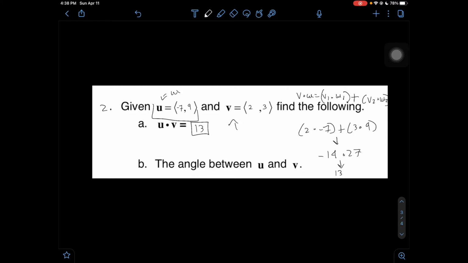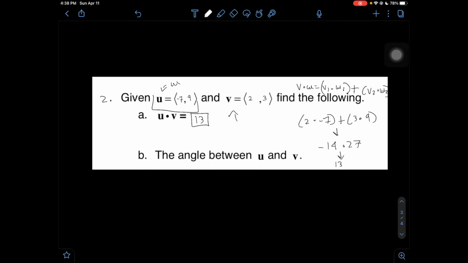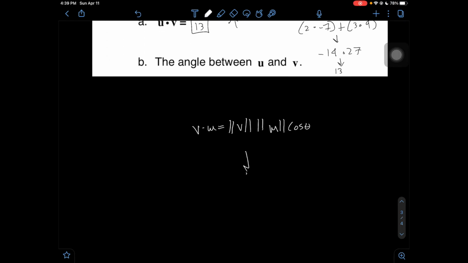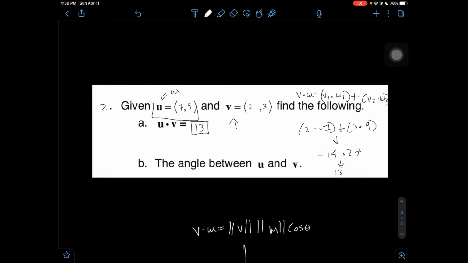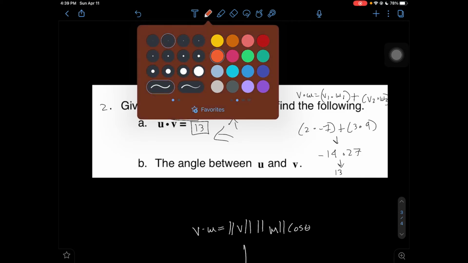Now we're going to go ahead and do problem 2b, which is asking for the angle between u and v. In order to find that angle, we're going to use that equation we used in problem 1 again, which was v times w equals the magnitude of v times the magnitude of w times cosine of theta. If you remember, we rearranged this equation in order to get theta equals arc cosine, or inverse cosine, however you like to say it, of v times w over the magnitude of v times the magnitude of w. In order to get v times w, we're going to use what we found in letter A, which was 13. So let's use 13 for our numerator.